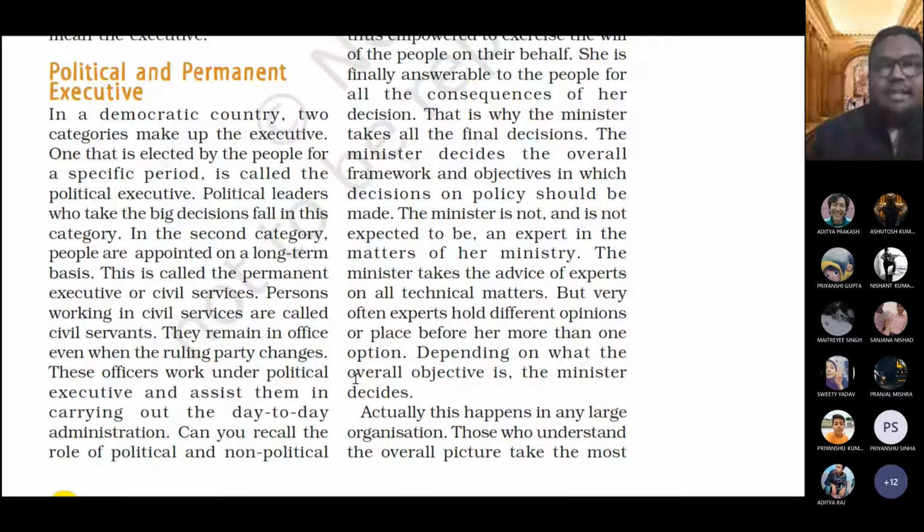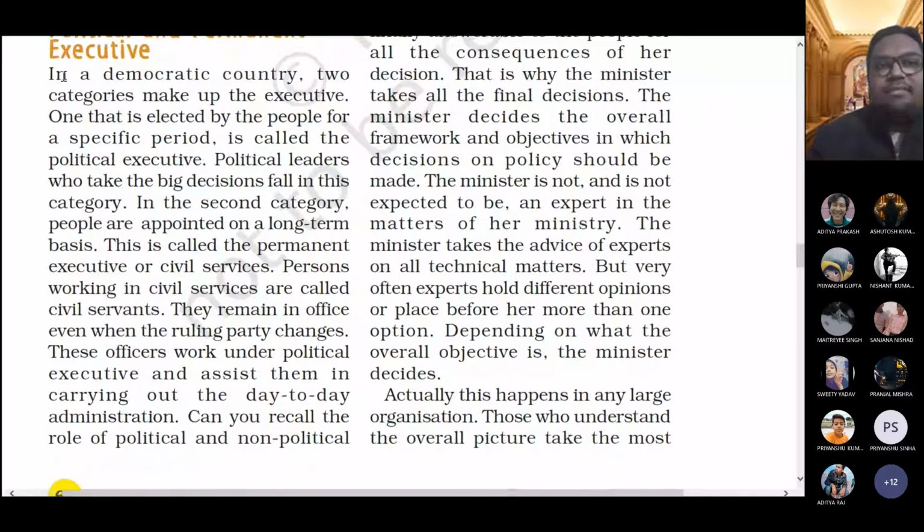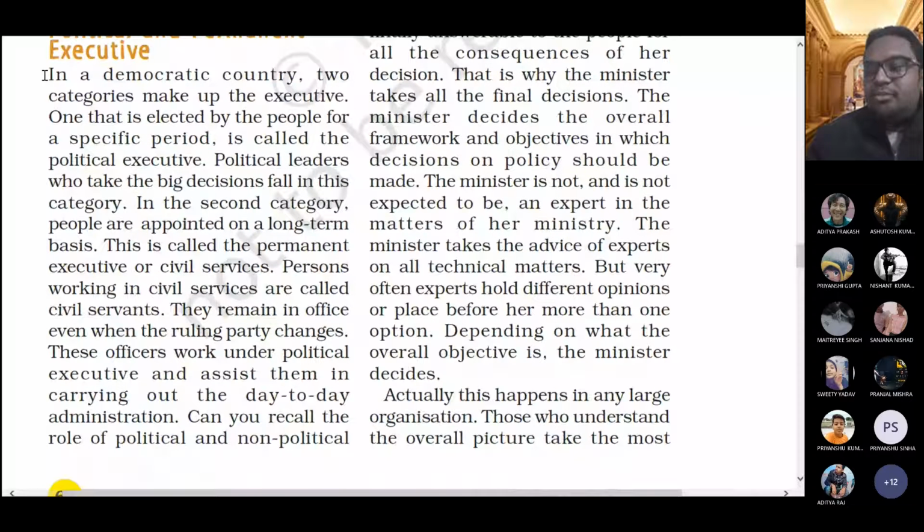So in a democratic country, two categories make up the executive. Please remember that very clearly. One that is elected by the people for a specific period is called the political executive. Remember that. Political leaders who take big decisions fall in this category.